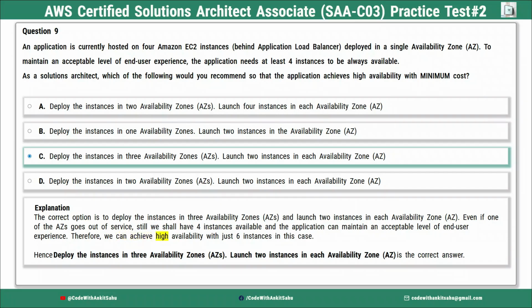Therefore, we can achieve high availability with just 6 instances in this case. Hence deploy the instances in 3 availability zones, AZs. Launch 2 instances in each availability zone, AZ, is the correct answer.